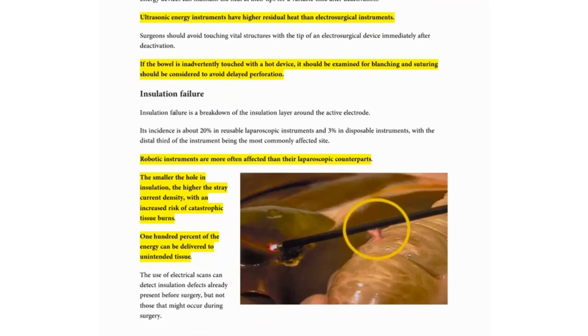Why so? Because we are talking about a breakdown in the insulation layer around the active electrodes. So I need this, the port that I'm having the diathermy within it. If I'm having a breakdown in this insulation, some of the energy is going to escape and cause damage to a nearby structure. What is the difference between this and capacitive coupling?